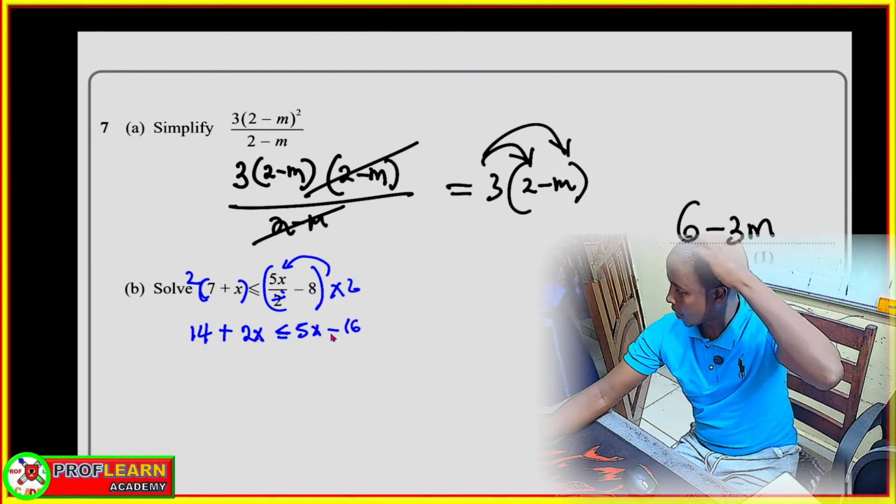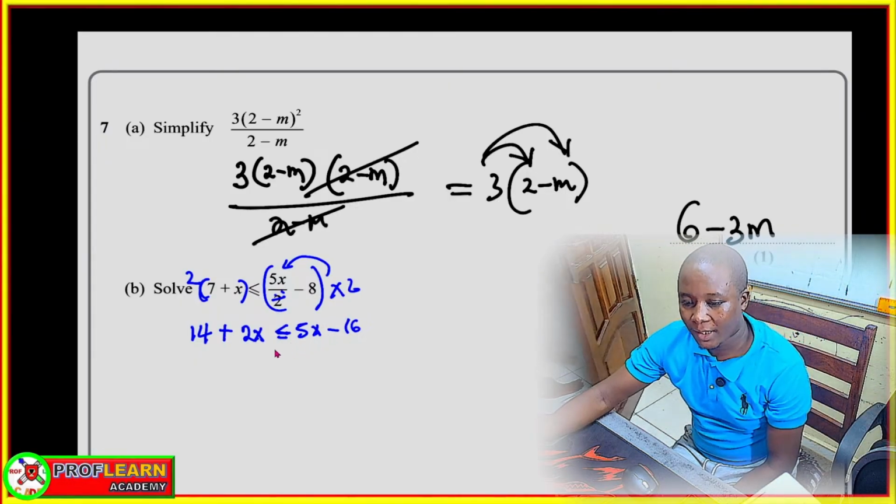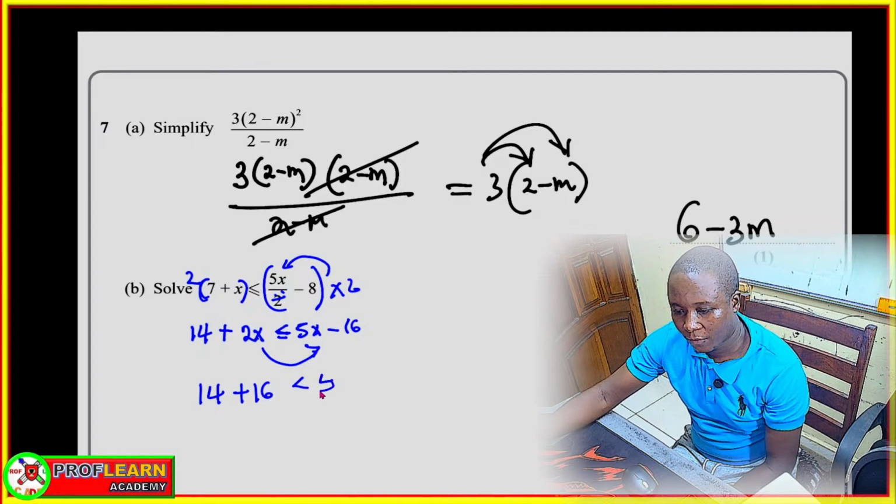That's my minus 16. Then we are going now to put the like terms together. So I'll move this on this side and I'll move 16 on the other side, and this is going to be 14 plus 16 is less than or equals to 5x minus 2x.